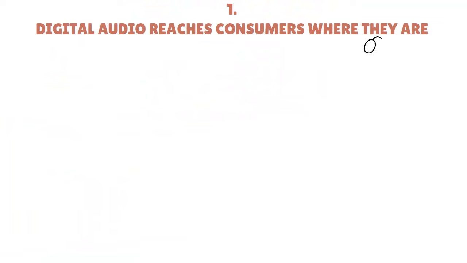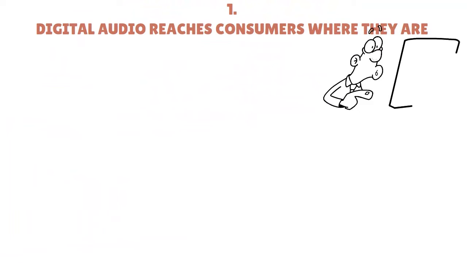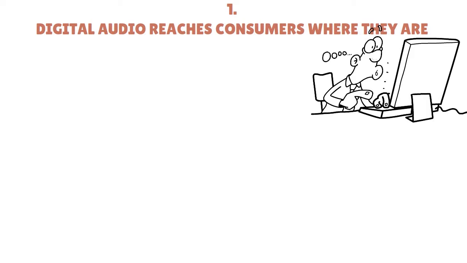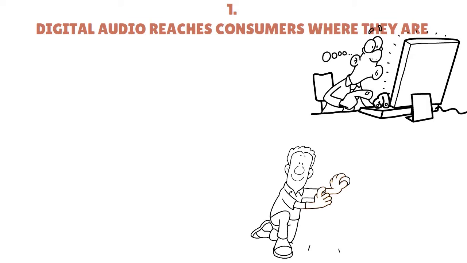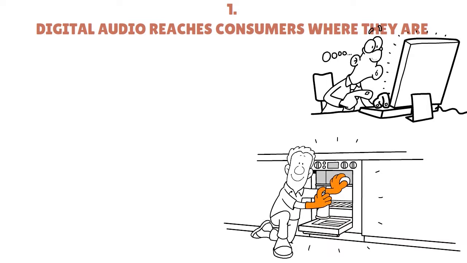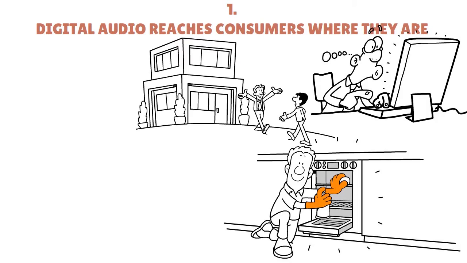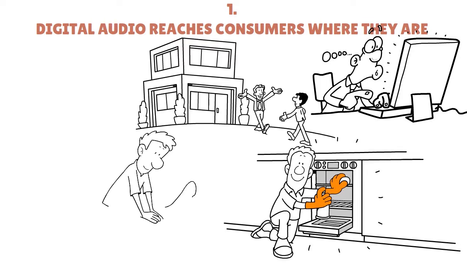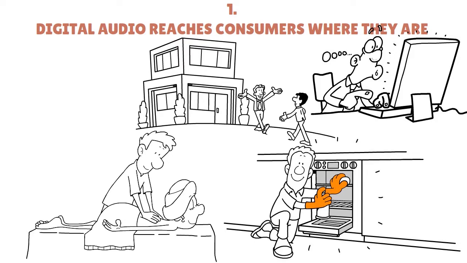Number 1, digital audio reaches consumers where they are. Think about it. The consumer doesn't have to be watching TV or watching a YouTube video. That consumer can be doing anything else. The listener can be actually cooking, as I said before. The listener can be on his way to work, or she can be at, let's say, a spa chilling, and she's able to listen to that audio wherever they are. So this is kind of cool.